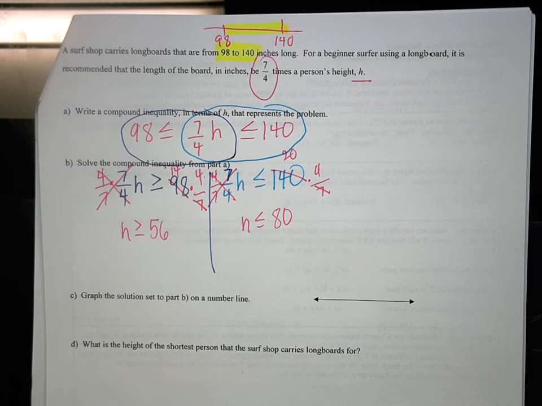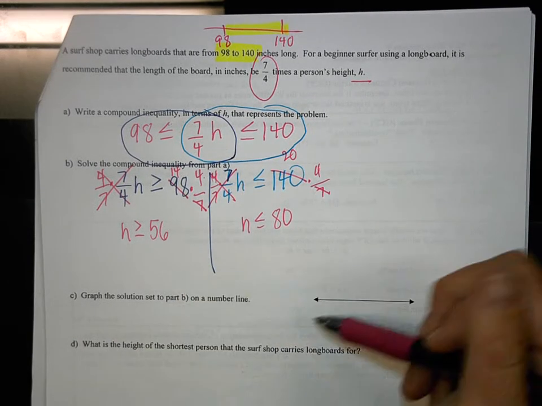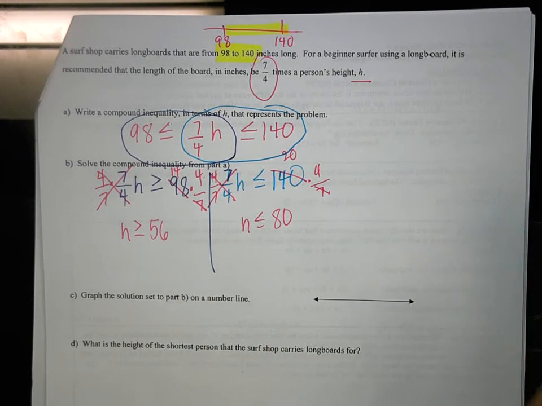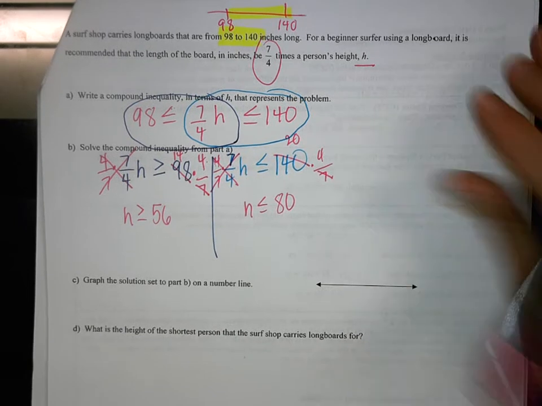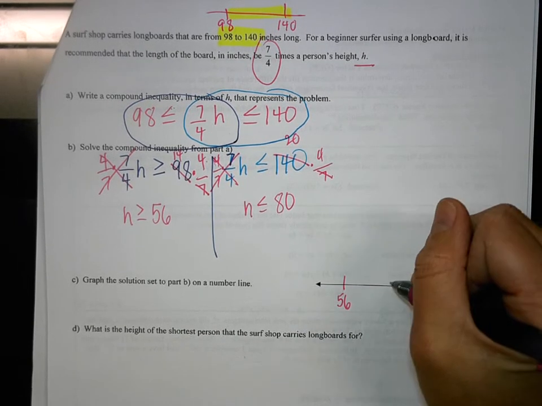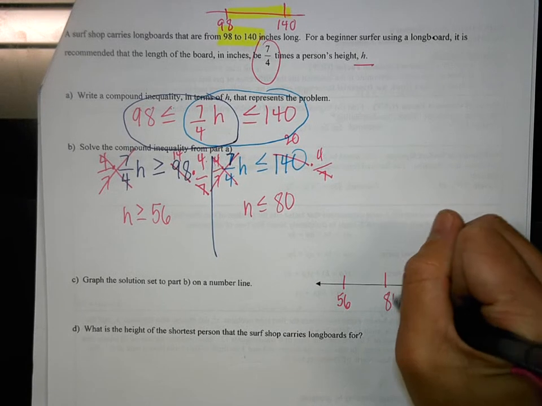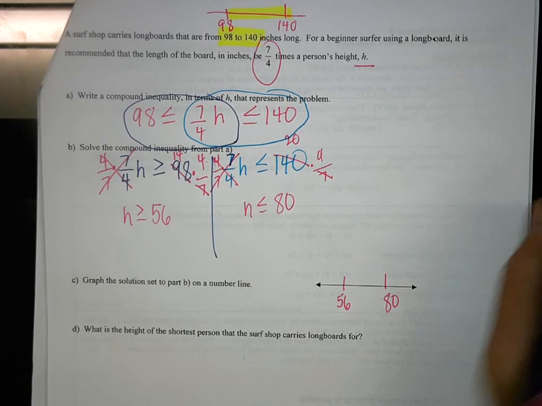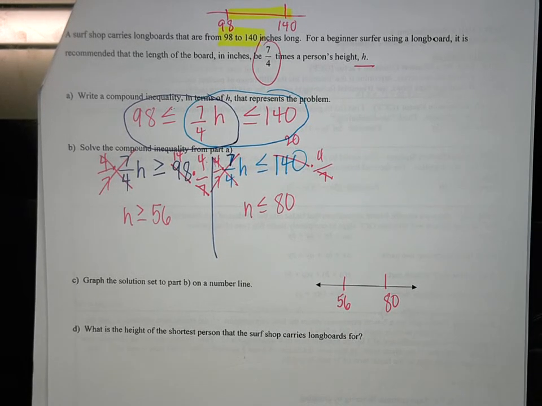Okay, graph the solution set to part B on this number line. Which number should go on the left? 56. Which one should go on the right? 80. And where should it be graphed? In the middle. Yes, question.